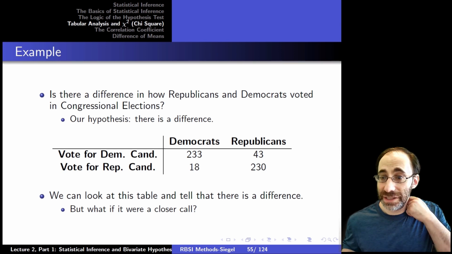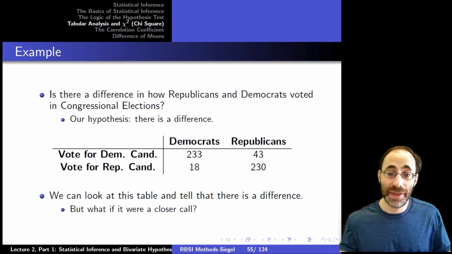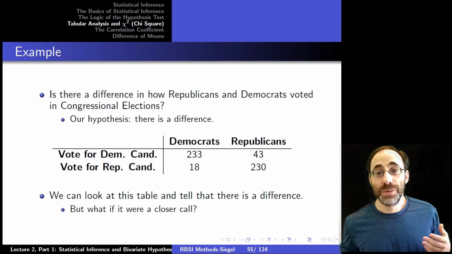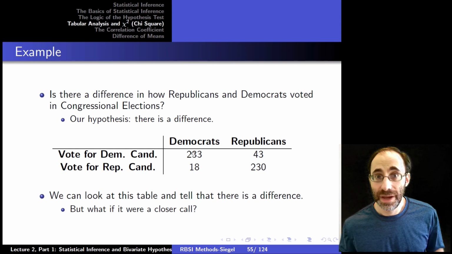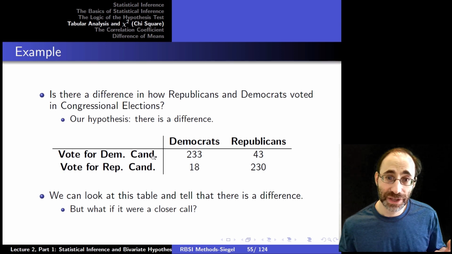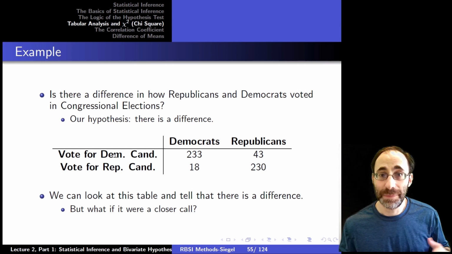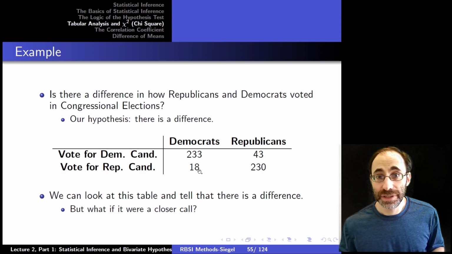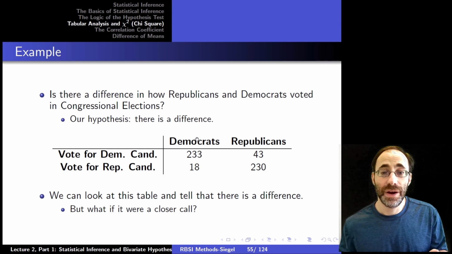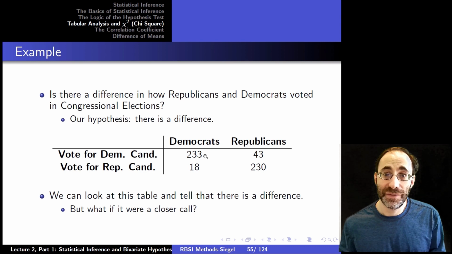Is there a difference in how Republicans and Democrats voted in congressional elections? Our hypothesis, as usual, is there is a difference. And the null, of course, is there's no difference. Okay, so what we do here is we have our table, hence all the tabular analysis, and we put all the frequency of combinations of categories for the independent and dependent variables in each cell. So over here in the rows are the dependent variables, the vote, voting for Democratic candidate, voting for Republican candidate. And on the columns are the independent variables, and this is having a Democratic partisan identification and having a Republican partisan identification. And then each cell is the frequency in the data of the combination.